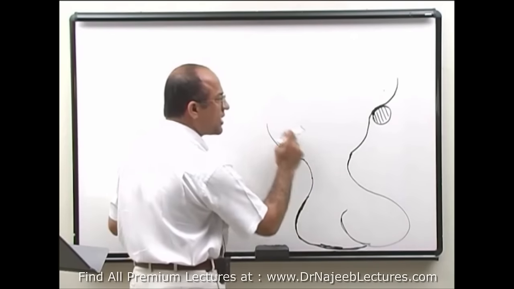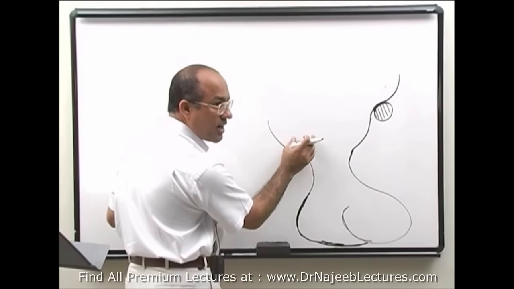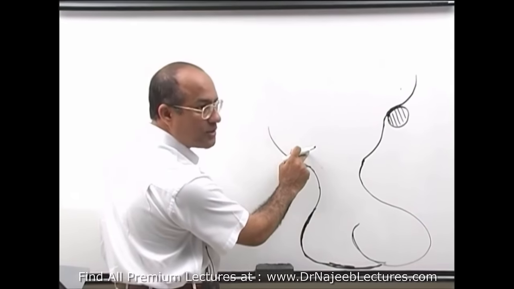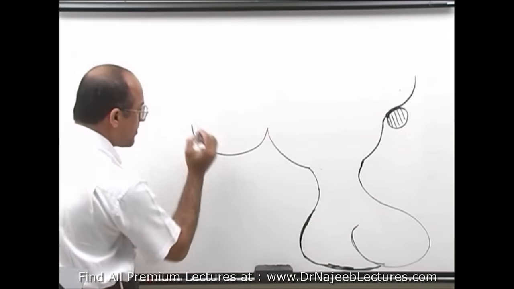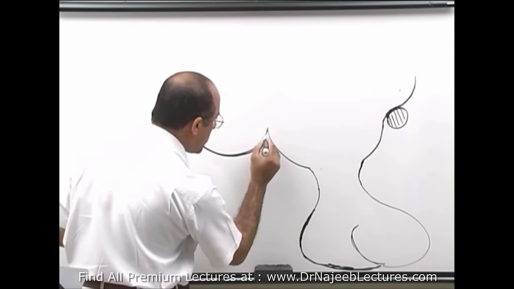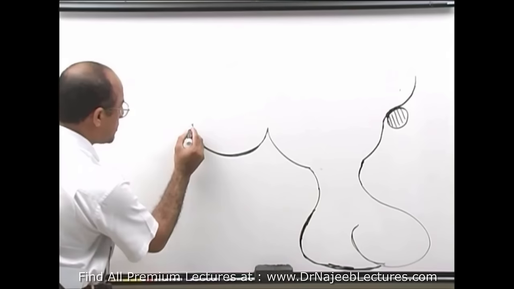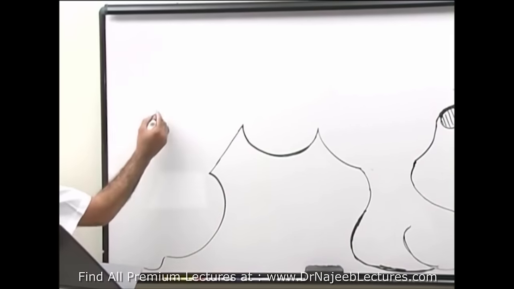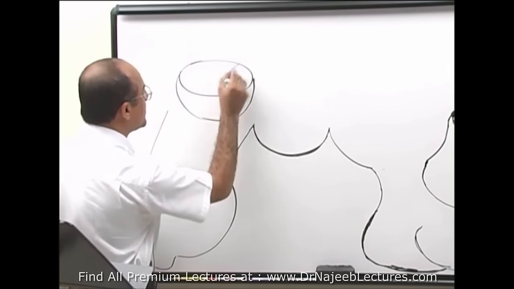Now, this was the tuber cinereum, and this part of the tuber cinereum is more swollen, and it is called the median eminence. And the median eminence has a special nucleus called the arcuate nucleus. More posteriorly, here is what? Mammillary body. How many mammillary bodies are there? Two, one on the right side and another on the left side. And then here is the midbrain and pons and medulla. And of course, there's no fun in telling that here is your beloved thalamus.